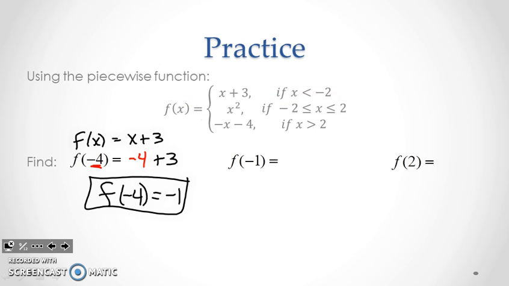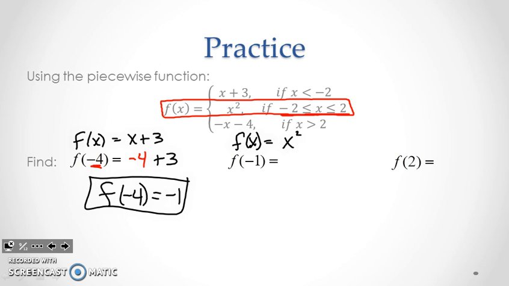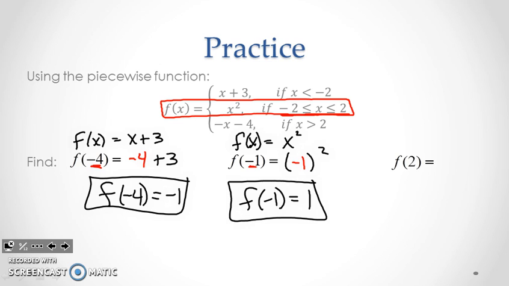Okay, next, I've got f of negative 1. That means that x equals negative 1. Where does negative 1 fit in? Well, negative 1 would be between negative 2 and 2, correct? So I'm going to use this function here. F of x equals x squared. Okay, what do I have in there for my x? Well, I've got a negative 1 in there for my x, so I'm going to have a negative 1 squared, which gives me f of negative 1 equals negative 1 squared gives me a positive 1. There's my answer for that.